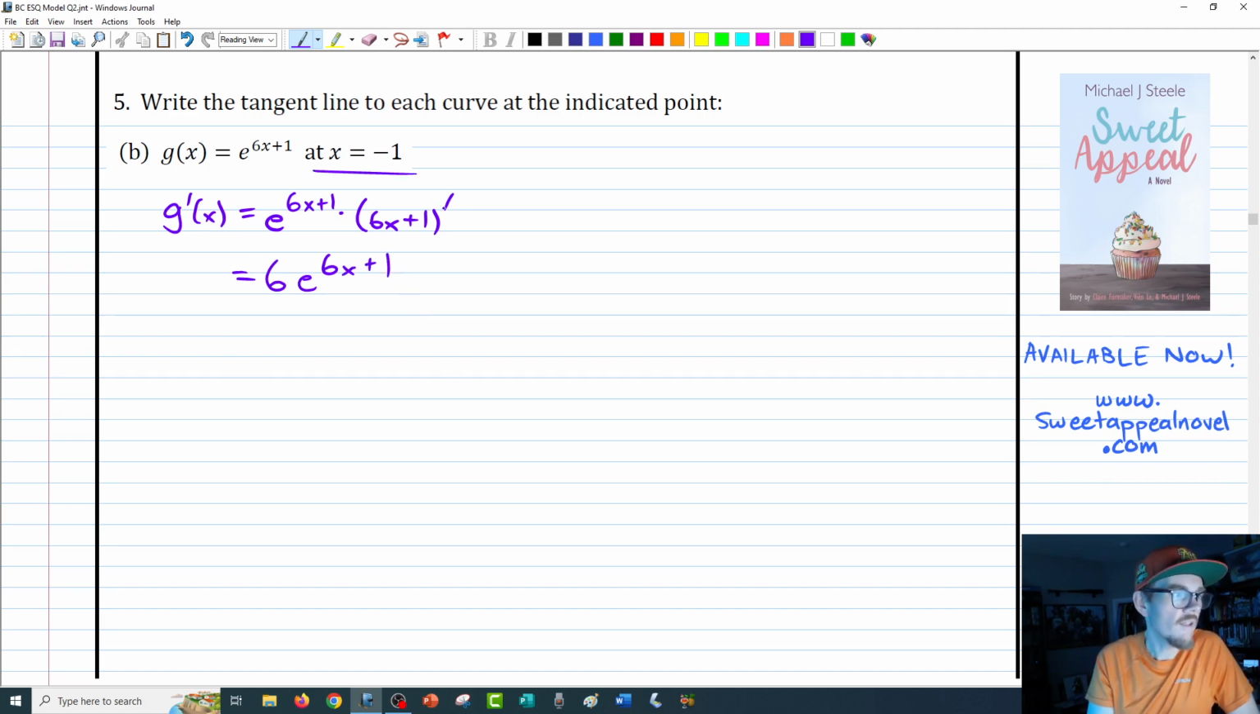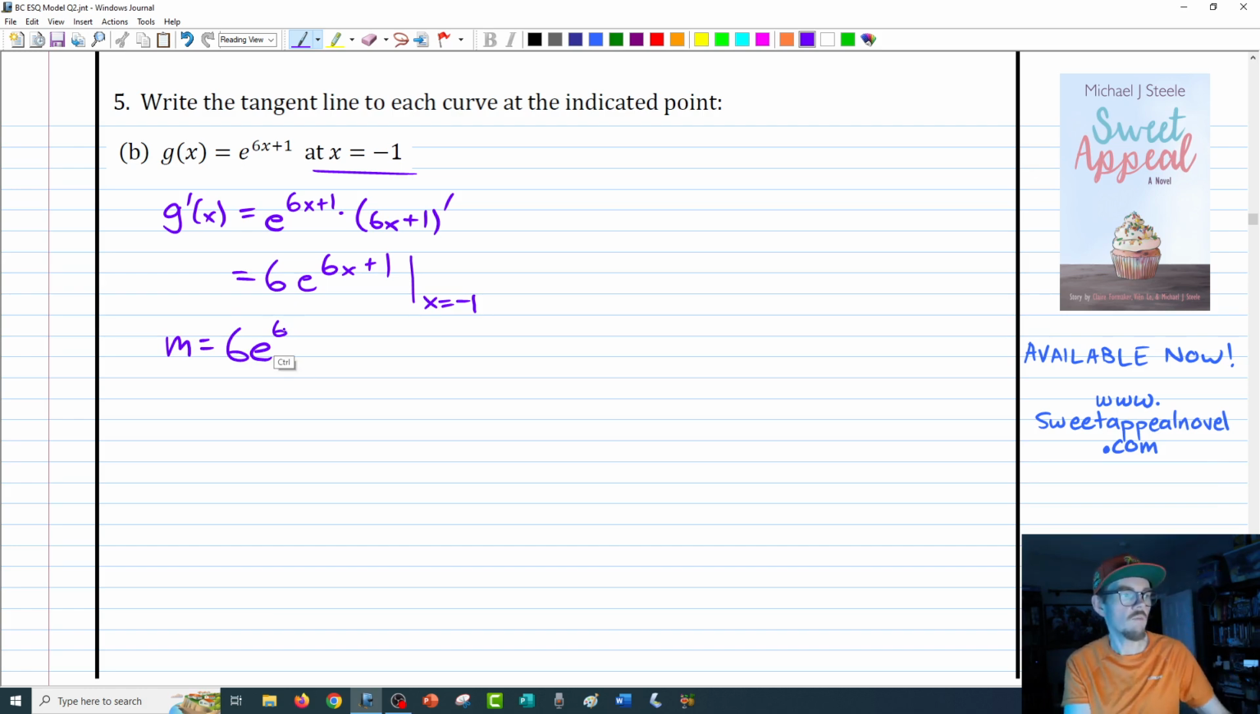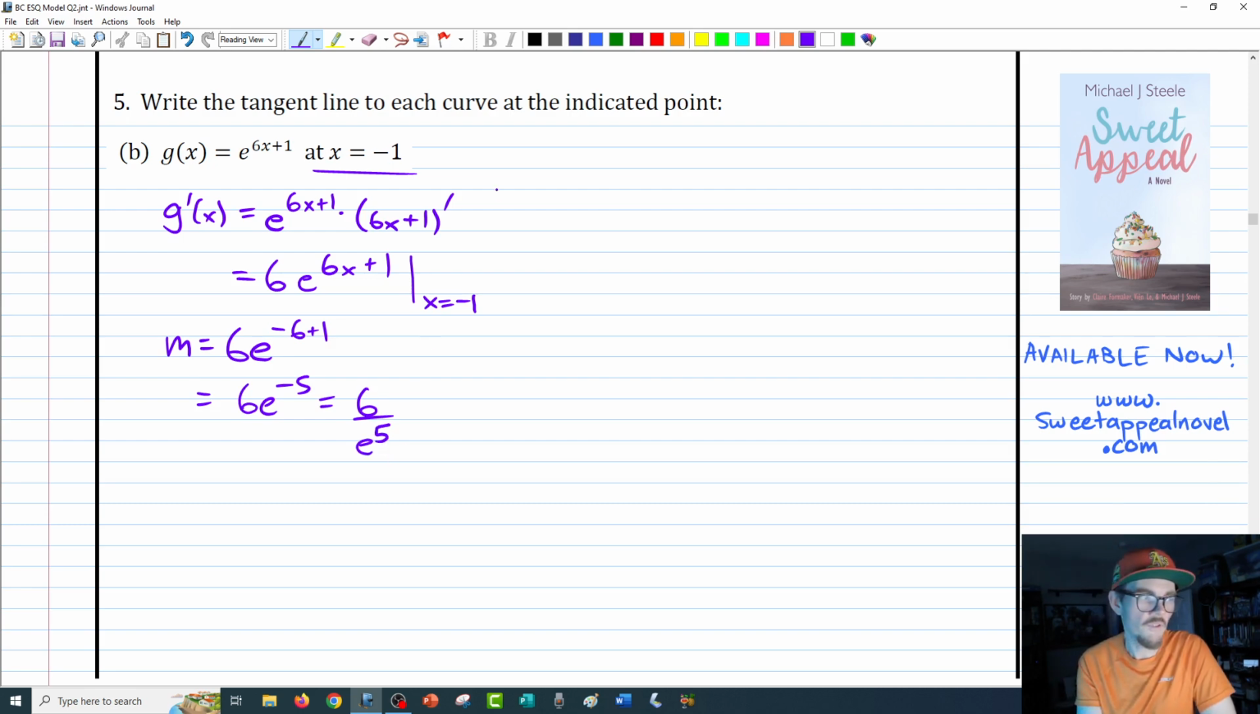Now here, though, they wanted the tangent line at x equals negative 1. So first of all, we can plug in x equals negative 1. You might notice, by the way, that I'm doing this out of order from the previous one. I apologize. This will be 6 times negative 1, which will be negative 6 plus 1. So in other words, our slope is going to be 6e to the negative 5, or if you prefer, 6 over e to the 5th. I kind of prefer that one myself. I'm not a huge negative exponents dude.